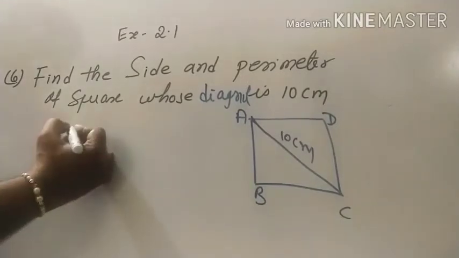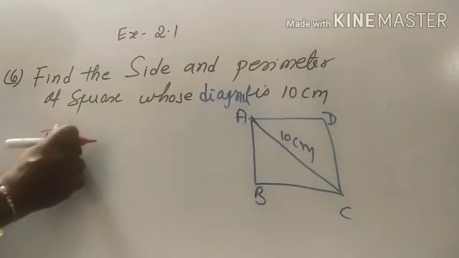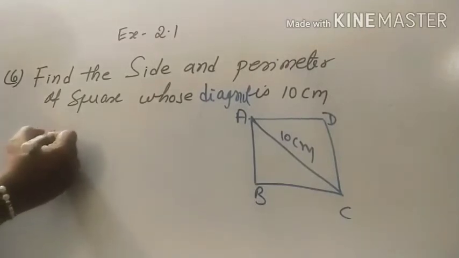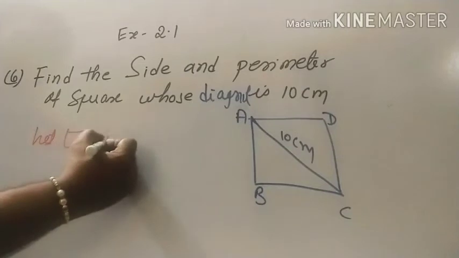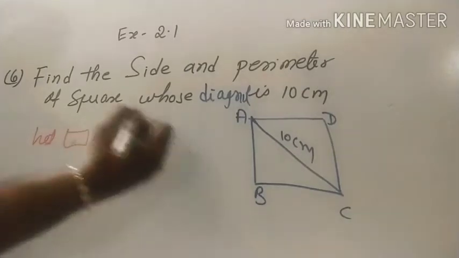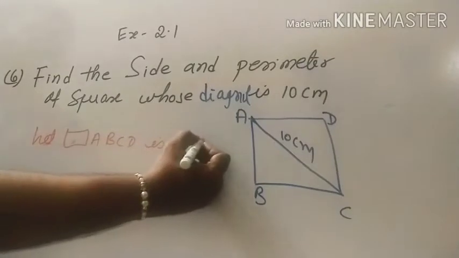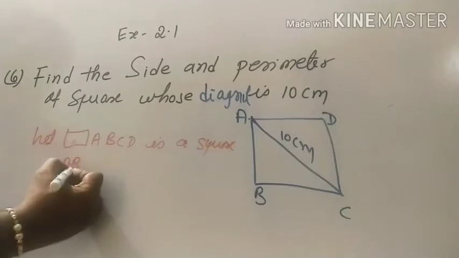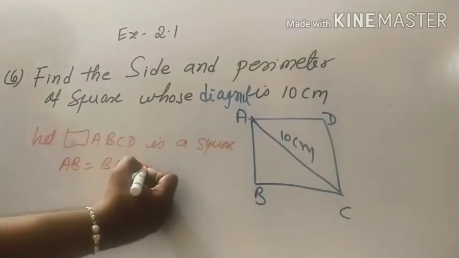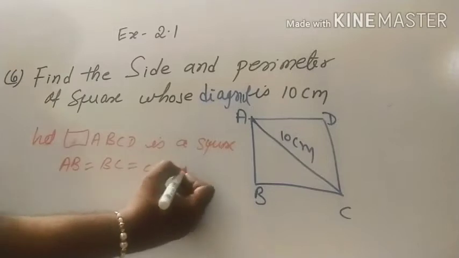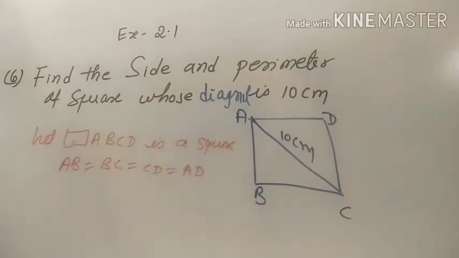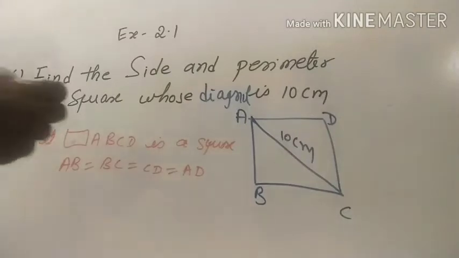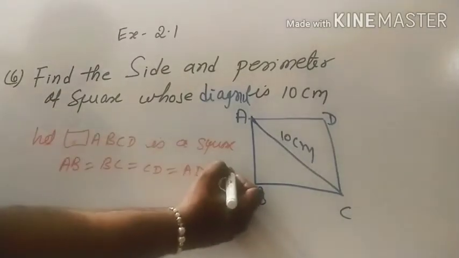Now in quadrilateral, suppose quadrilateral ABCD is a square. Therefore AB is equal to BC, BC is equal to CD, and CD is equal to AD, because all the sides of a square are congruent. Therefore AB is equal to BC is equal to CD is equal to AD. We give it as first.